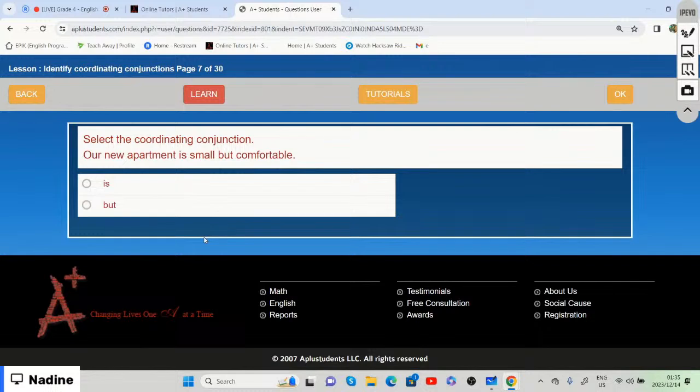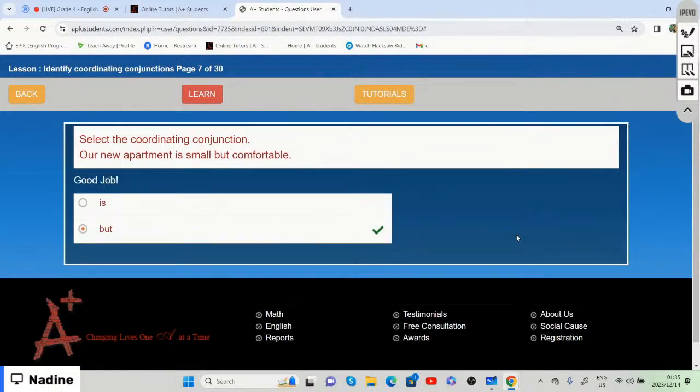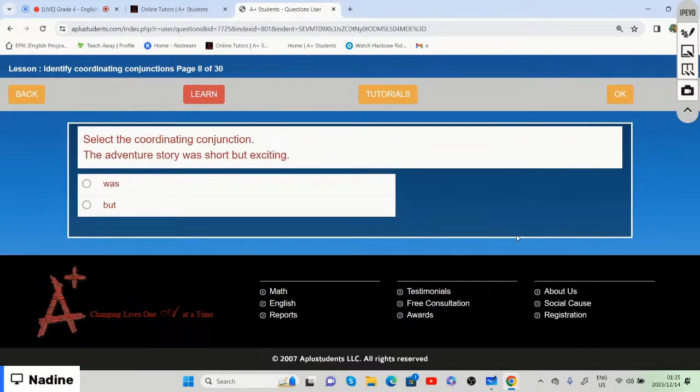So we can say our new apartment is small but comfortable. And yes, "but" is correct. So "but" is correct. So well done. Yes, "but" is correct.